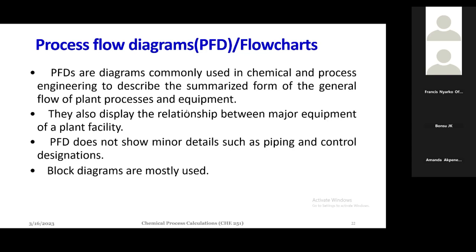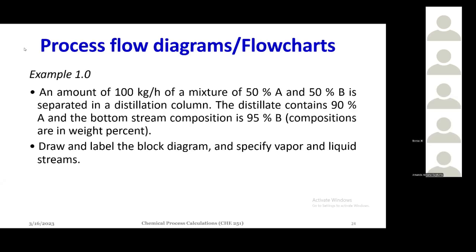Because the question will be given to you in description form, you have to be able to extract the data. An amount of 100 kg per hour of a mixture of 50% A and 50% B. So now, I hope by now we know what 50% A means and what 50% B means. So our 50% A and our 50% B here is giving us an idea of the mass fractions, because this is a mass flow rate here. So it means that the mass fraction of A is 0.5, and the mass percent is 50%, and that for B is also 50%.